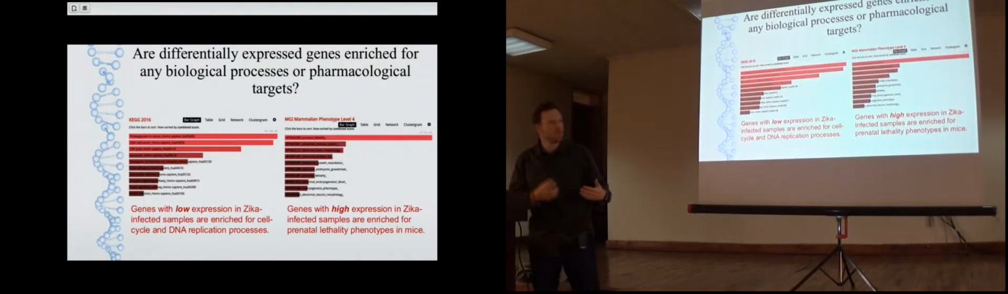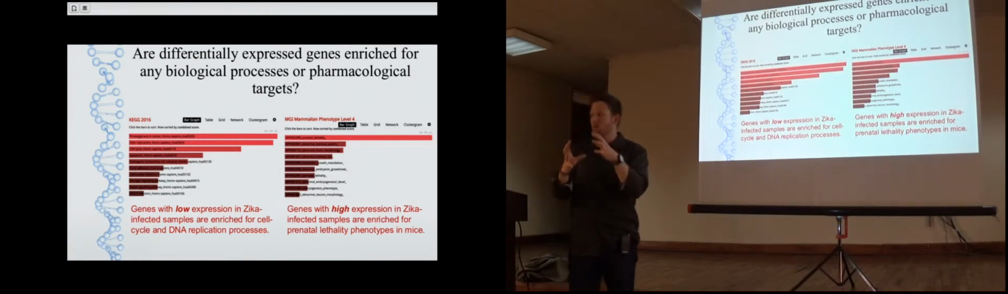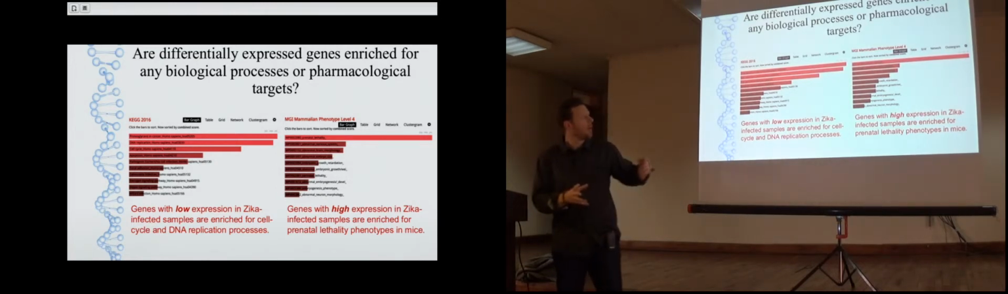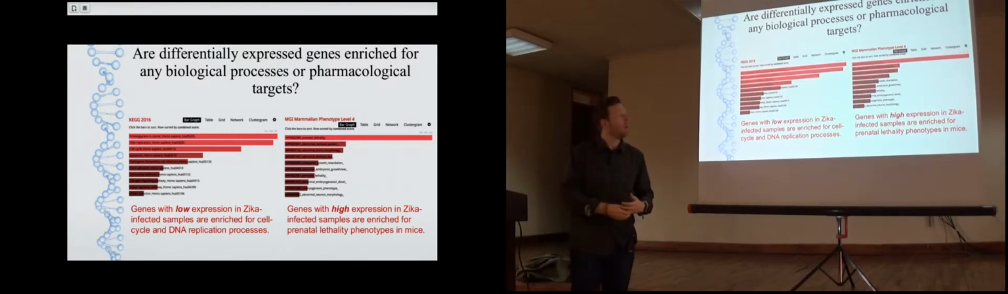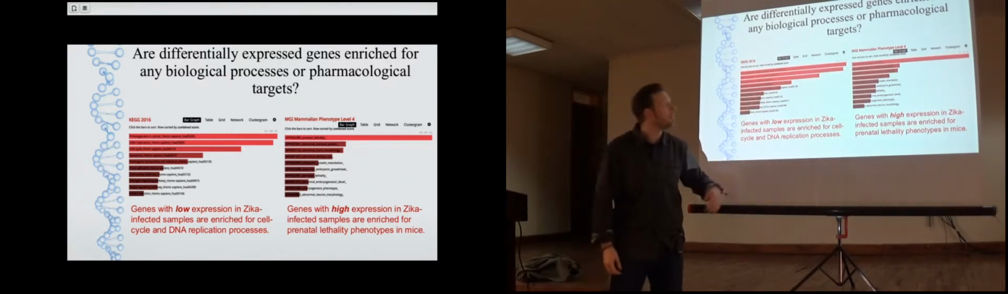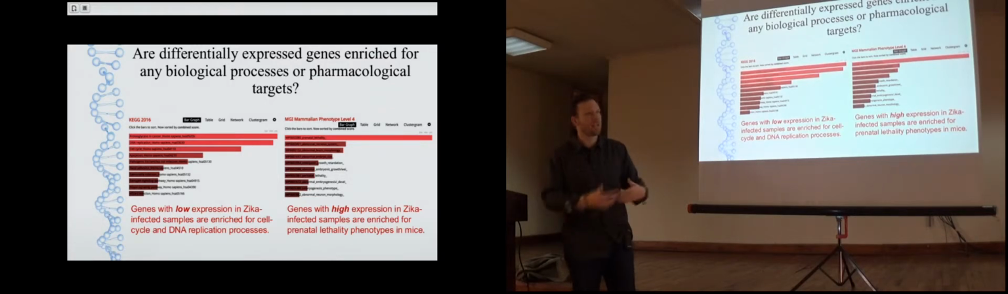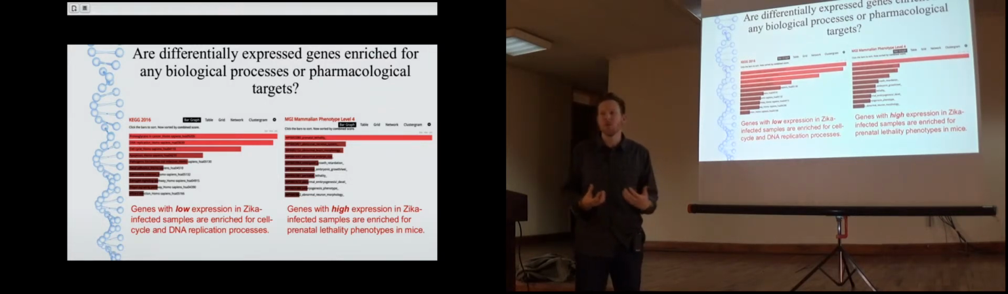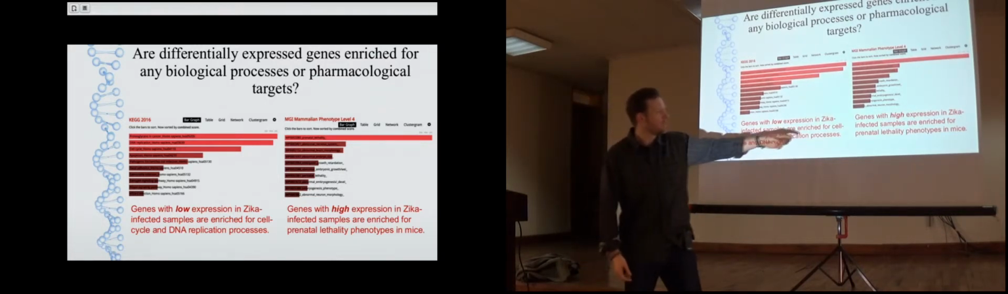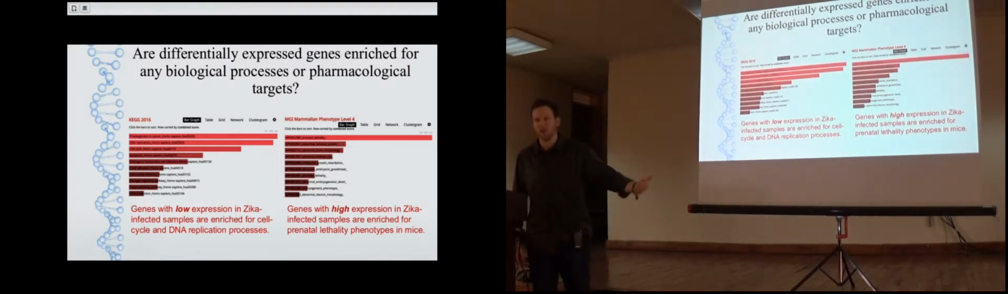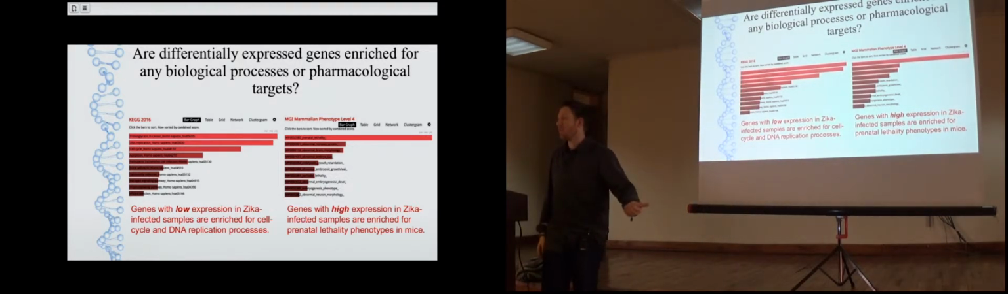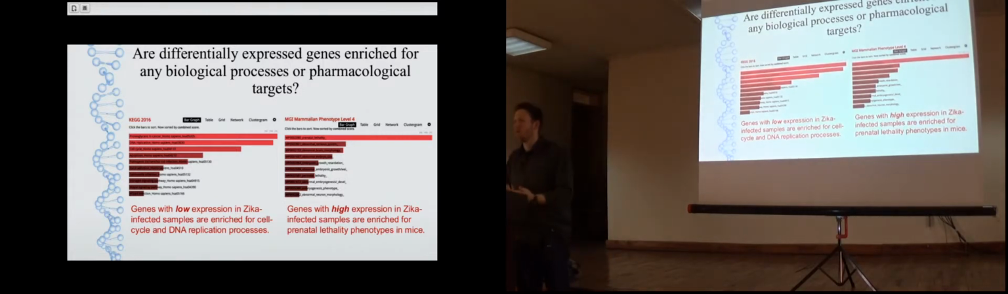Once we have these genes with high or low expression, you can take those lists and basically use tools to do enrichment analysis. So there are libraries like KEGG. There's this MGI mammalian phenotype that can help you get some sense for what those genes are doing in your condition. So what's interesting here is that genes with high expression in Zika infected samples are enriched for this prenatal lethality phenotype in mice, which, as some of you may know, in Zika is a common phenotype.